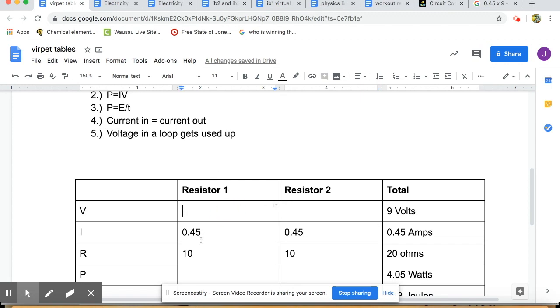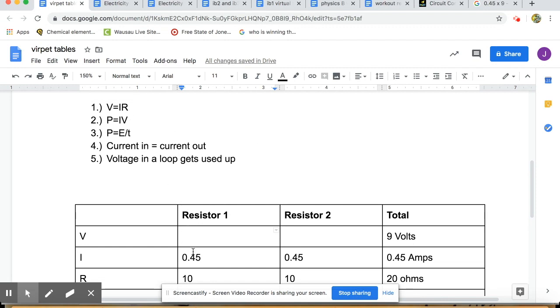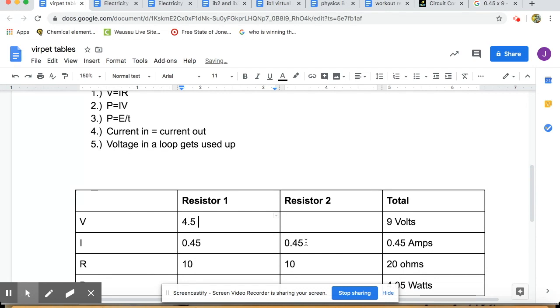Now that I have 2 pieces of information, I can go and fill in the rest. Let's just go to V equals IR. I want to figure out how much voltage this one uses. So the voltage for this one would be I times R, which would be 0.45 times 10, which is 4.5 volts. This one would also be 4.5 volts, similar argument.